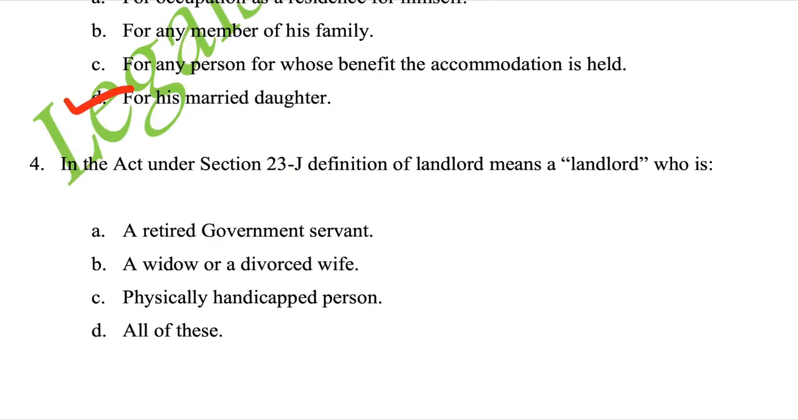23A. Next question. In the Act under section 23J, definition of landlord means a landlord who is A. A retired government servant, B. A widow or a divorced wife, C. Physically handicapped person, D. All of these. Write your answer.